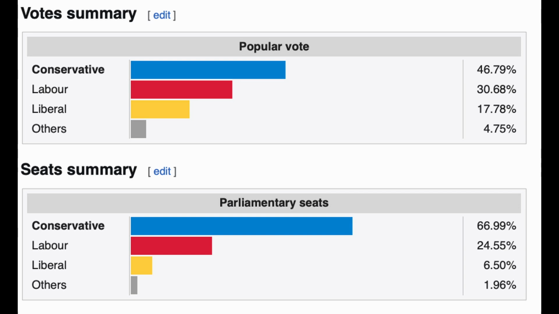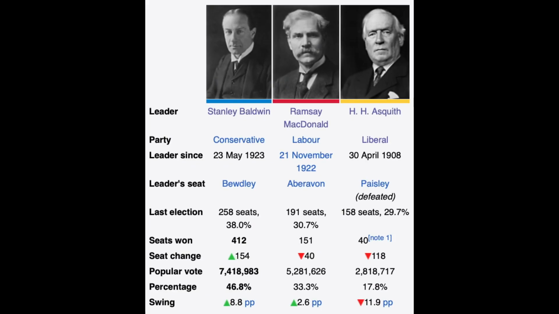The result in the end was a Conservative landslide after their vote increased by 8.8%, giving them 412 seats and a majority of 209 in the House of Commons. And, although they lost 40 seats, the Labour vote also increased by 2.6%, due in part to them standing in more seats than in 1923.